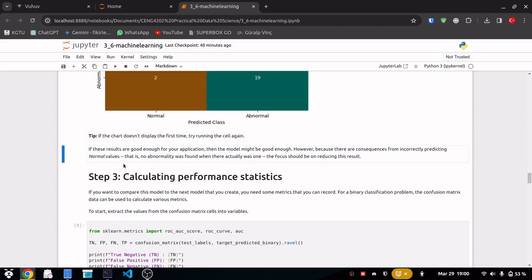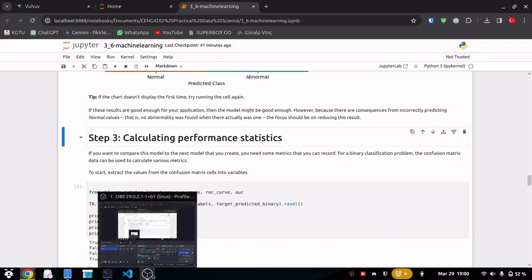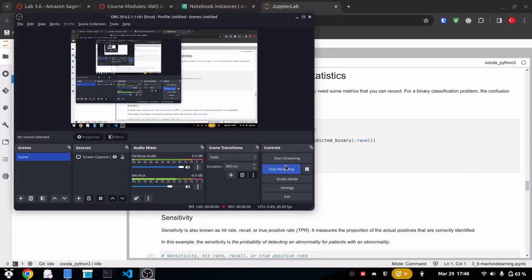If the results are good enough for your application, then the model might be good enough. However, because there are consequences from incorrectly predicting normal values, that is, no abnormality was found when there actually was one, the focus should be on reducing this result. Okay, so now I will pause the video.